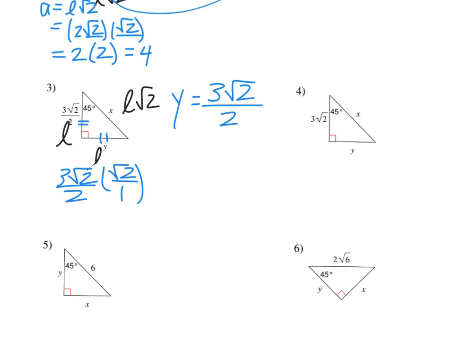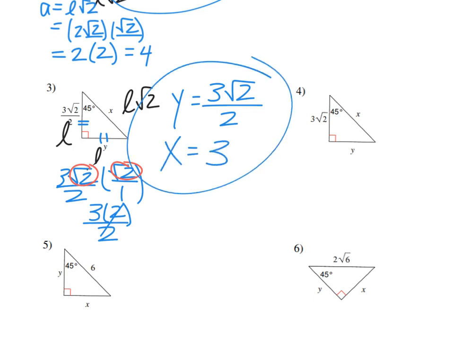Now, remember, the 3 over 2 is going to stay, or let's multiply out our square roots first. Root 2 times root 2 becomes just a regular 2. So I have 3 times 2 over 2. And guess what? Those 2's cancel out. So I get x is equal to 3.